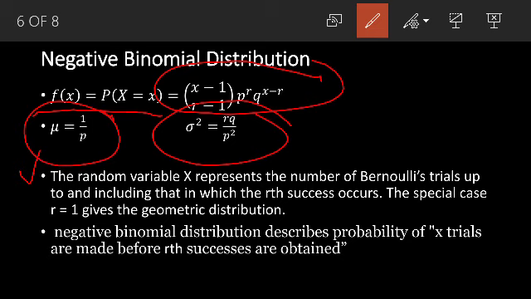Okay, so we can see here also that the negative binomial distribution describes the probability of x trials that are made before rth successes are obtained. Okay, so what that really means is the number of failures you must have had before a particular number of successes.